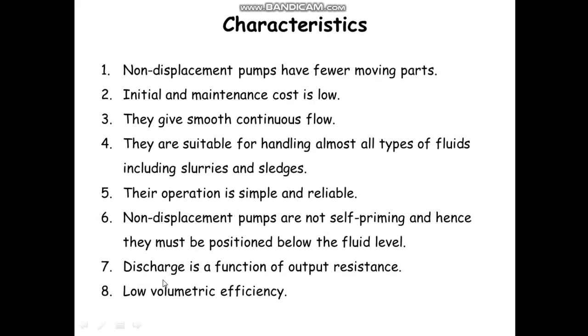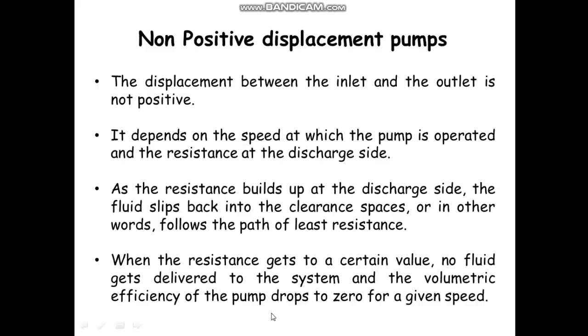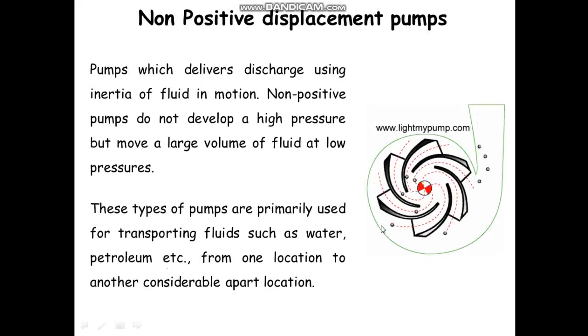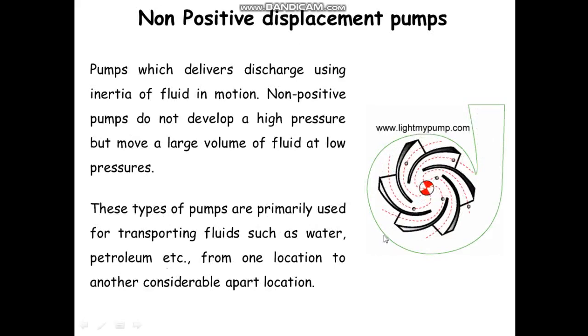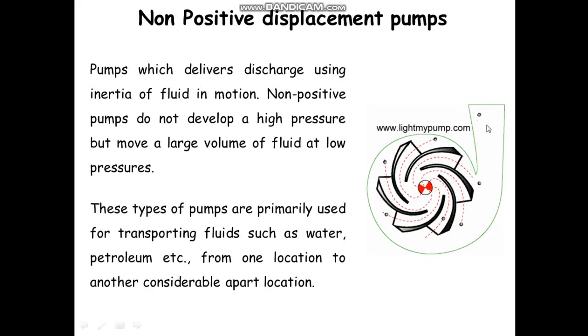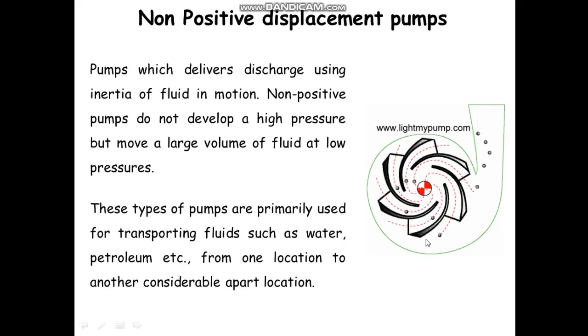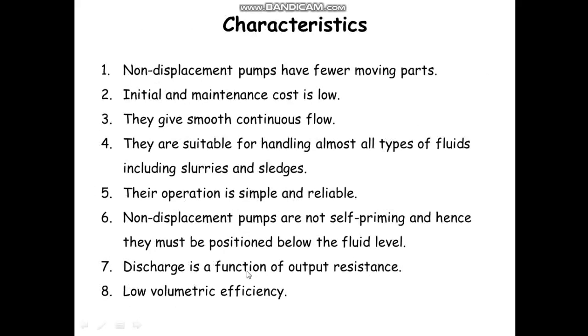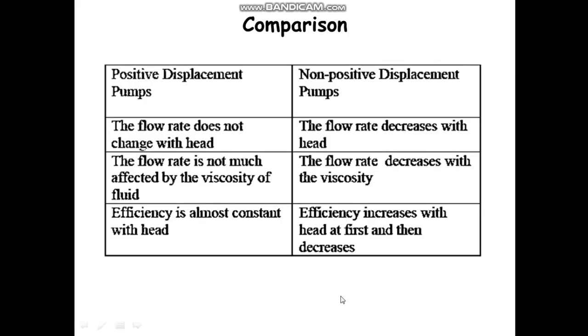Then the next characteristic is that discharge is a function of output resistance. Discharge completely depends on how much resistance is offered at the outlet, and it has low volumetric efficiency, because the large amount of space between the rotating and stationary parts makes the liquid leak from the higher pressure area to the lower pressure area, and thus it causes less volumetric efficiency.